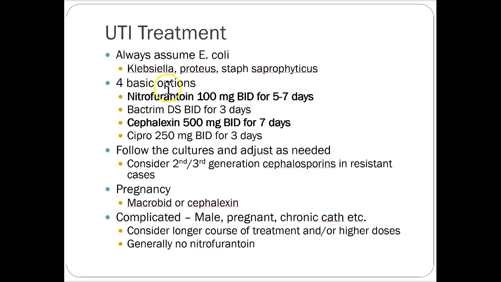So that'd be a case where you prescribe cephalexin, it comes back, cephalosporins are resistant, but Bactrim's susceptible. All right, let's switch them to Bactrim. Follow the cultures, adjust as you need to. Second, third generation cephalosporins in resistant cases. Pregnancy, macrolide or cephalexin are good choices. Remember, beta-lactams are always a good choice in pregnancy.